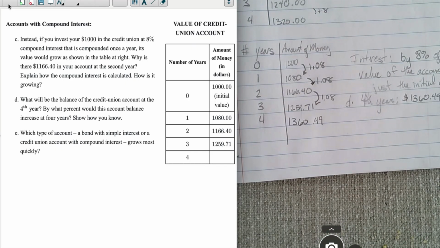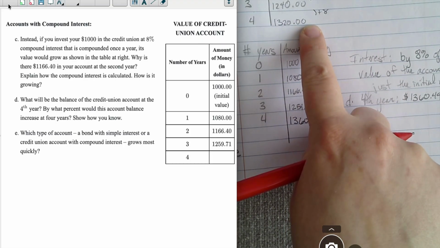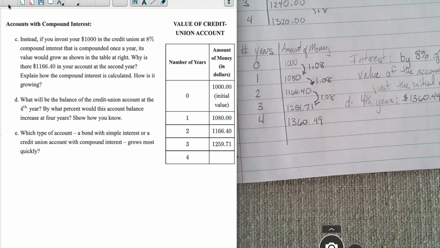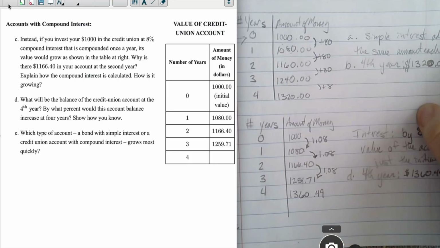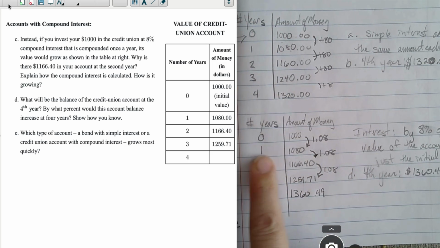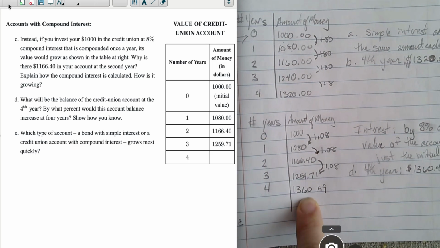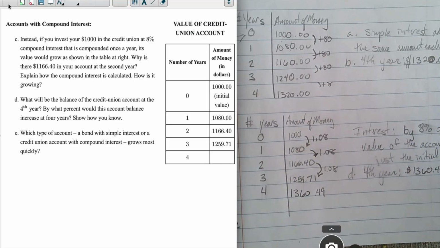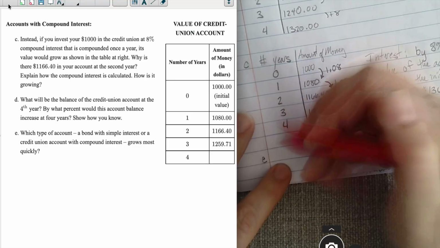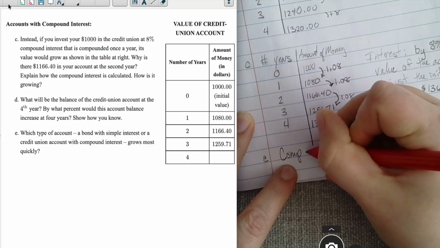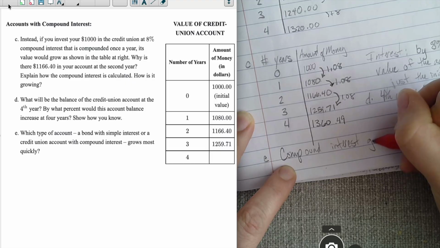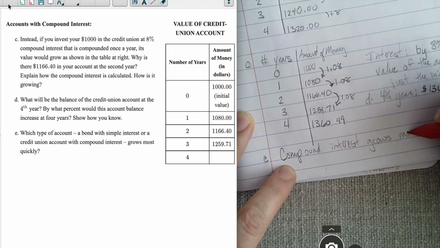So which type of account, a bond with simple interest like we had up here, or with compound interest like down here, grows more quickly? And hopefully what you're seeing is that over the same amount of time, so over 4 years, this account down here ends up with $40 more than this account up here. And the reason is because you're getting that interest on the interest you've already accrued. So we would want to say that compound interest grows more quickly than simple interest.